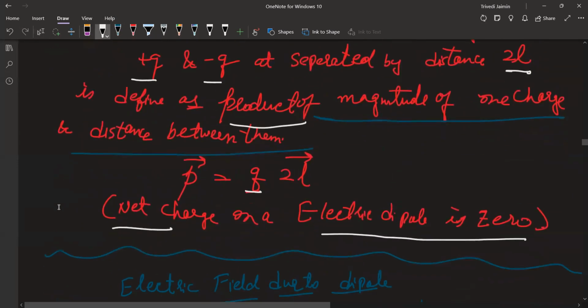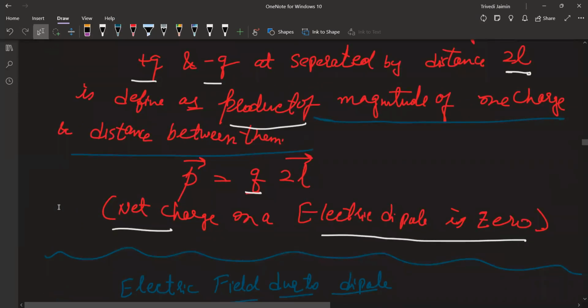So Q into 2L: the product of the magnitude of one charge and the distance between them. That is your dipole moment.